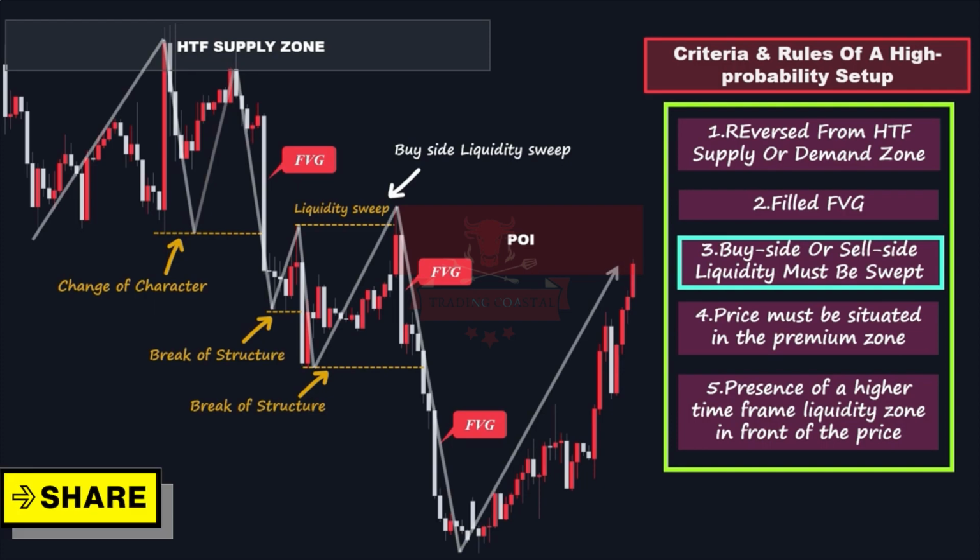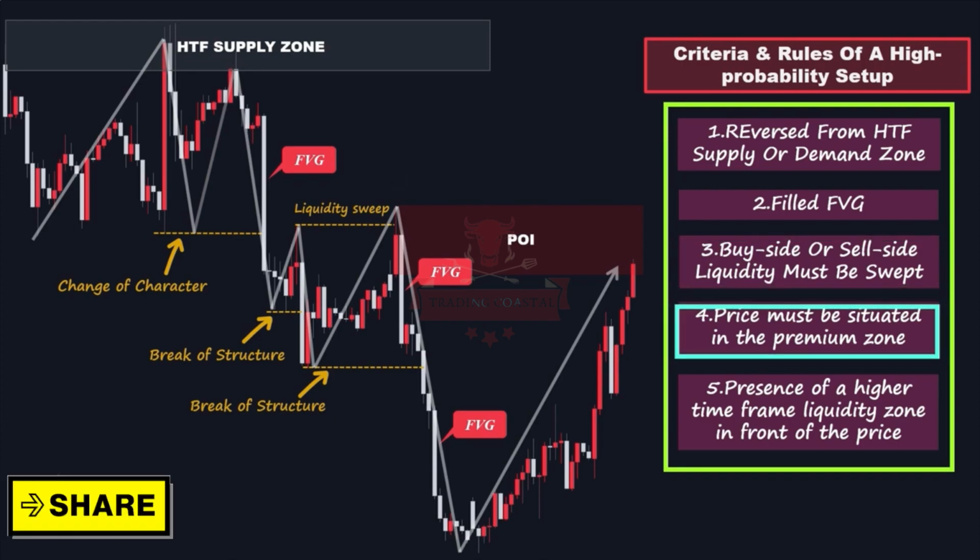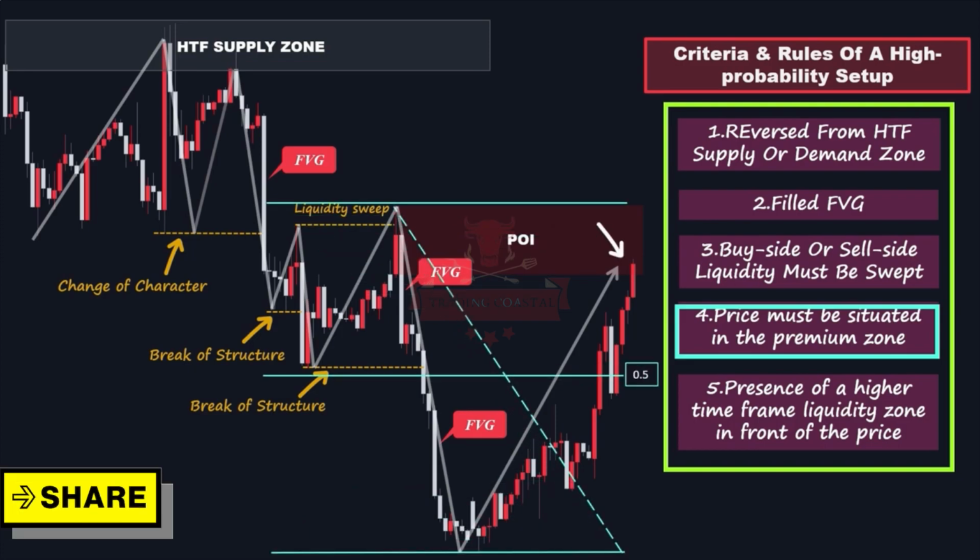The key idea behind this rule is that when buy-side liquidity is cleared out through a liquidity sweep, the price is then attracted to the sell-side liquidity, which is in line with its prevailing direction. Our fourth rule is that the price must be situated in the premium zone to consider placing a short position, or it must be in the discount zone to consider a long position. It's pretty clear that here, the price is above the 50% of Fibonacci retracement.